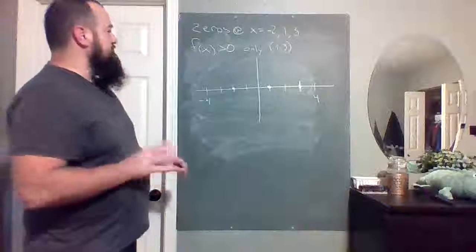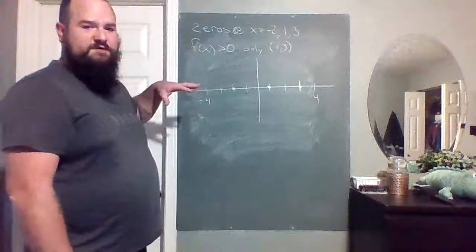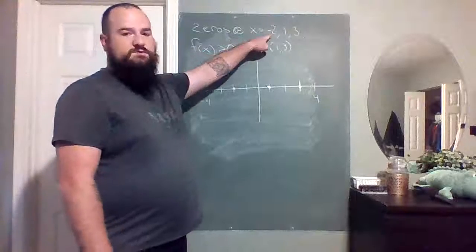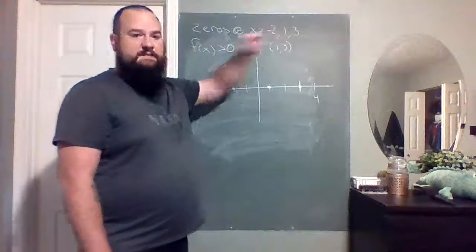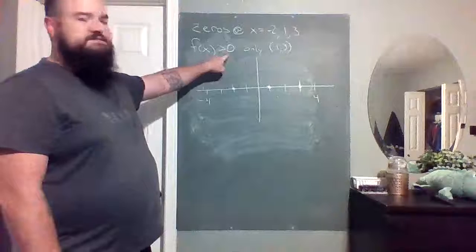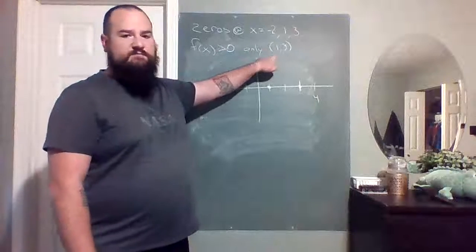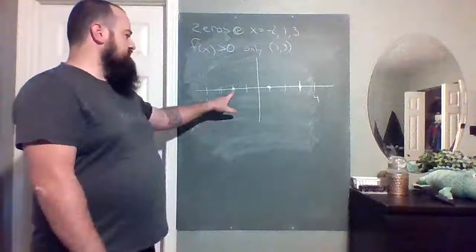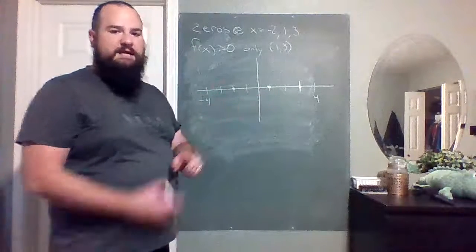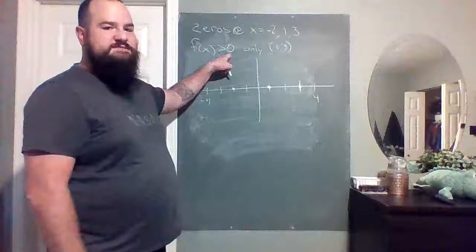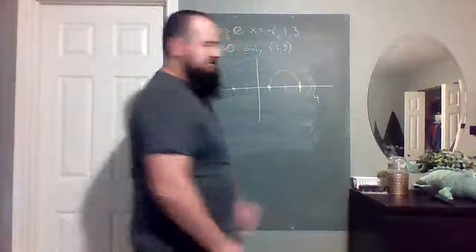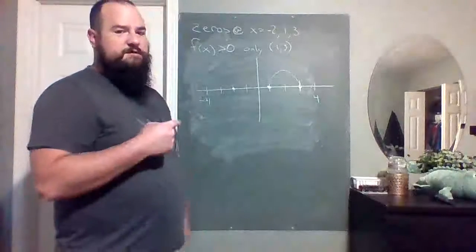So what we're told is that we have a polynomial function that is 4th degree with zeros at x equals -2, 1, and 3. And we're told that f of x is greater than 0 only on the interval from 1 to 3. So what we know is we have zeros at -2, 1, and 3, and I know that f of x is greater than 0 only from here to here. So it's only above the x-axis there. So this is what I know.